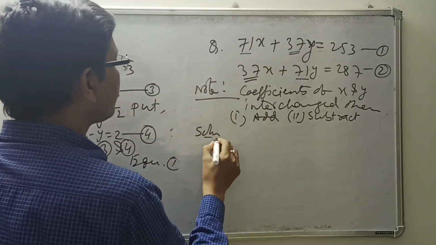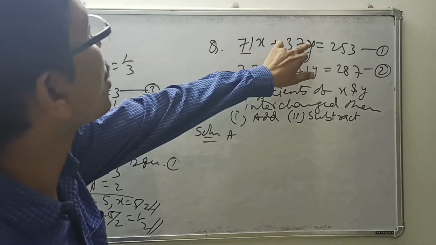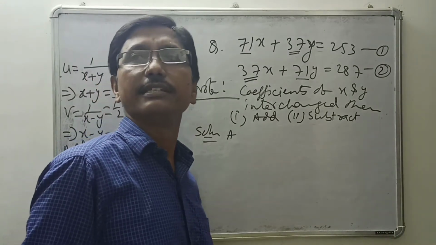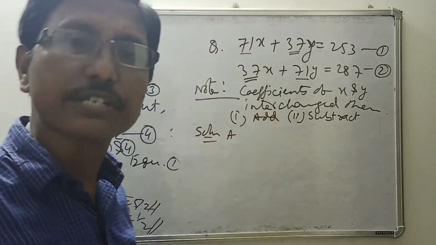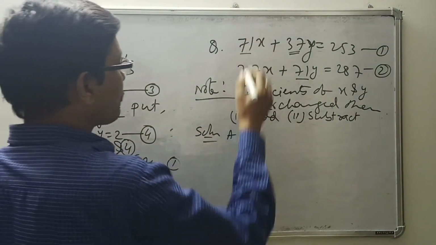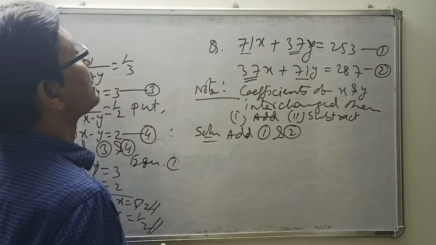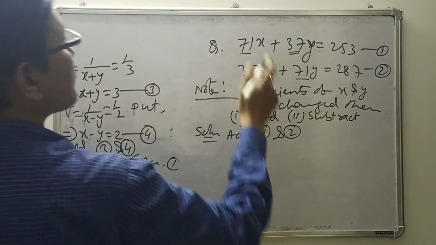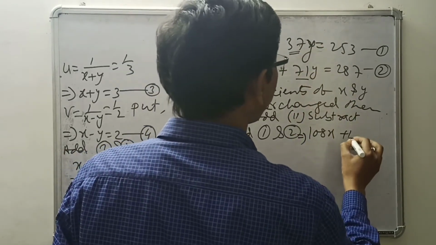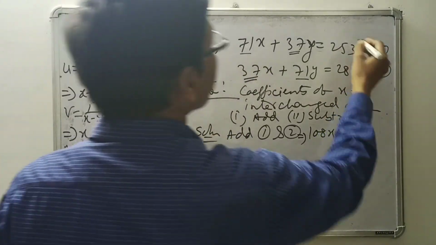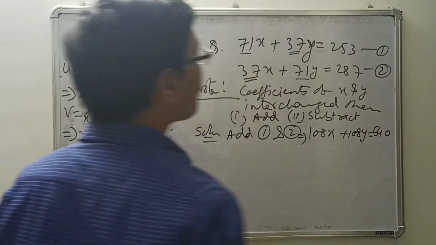These conditions should be remembered. If the coefficients of x and y are interchanged, then you add these two equations in the first case, and in the second case you subtract these two equations. If you add these two equations, directly we do 71 plus 37, which gives 108x. 37 plus 71, the same thing, 108y. And on this side, 253 plus 287 comes to 540.